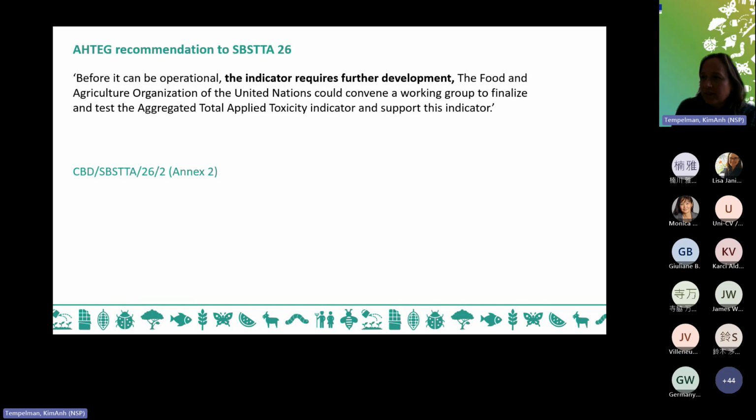And it proposes that the Food and Agriculture Organization of the United Nations, so FAO, could convene a working group to finalize and test the aggregated total applied toxicity indicator and support this indicator. And Finbar also there mentioned possible areas of support that we've been looking into.